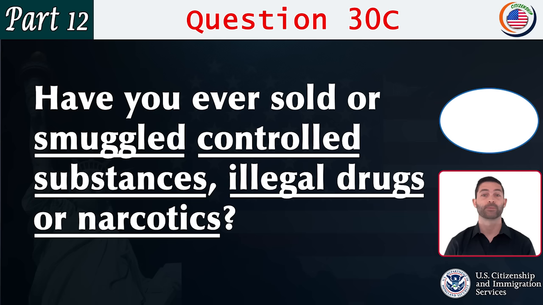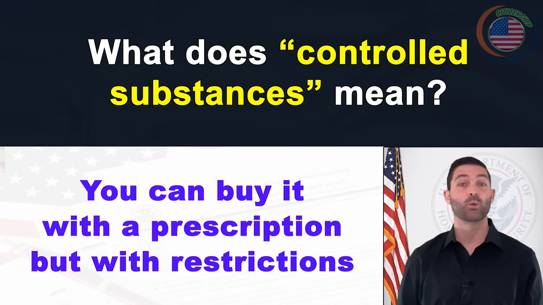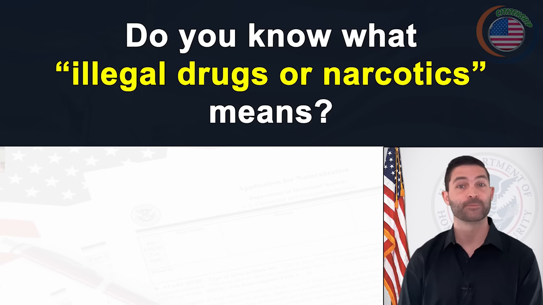Have you ever sold or smuggled controlled substances, illegal drugs, or narcotics? No. What does controlled substances mean? You can buy it with a prescription, but with restrictions. Do you understand what smuggle means? To take things to a country illegally. Do you know what illegal drugs or narcotics means? Like heroin or cocaine.